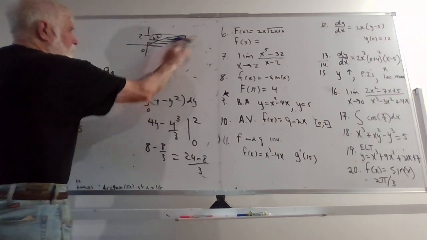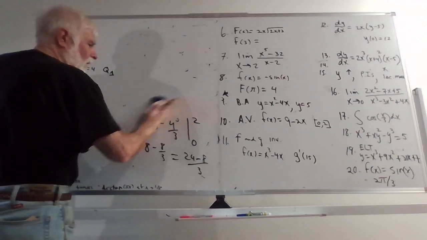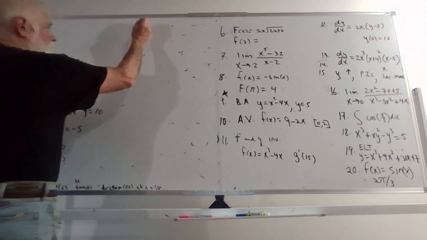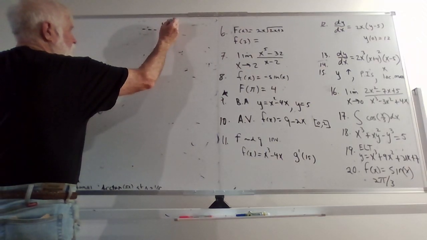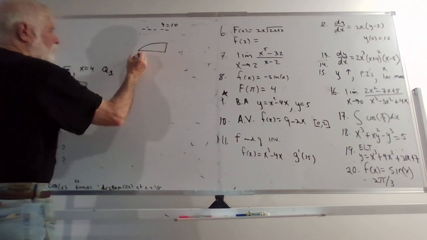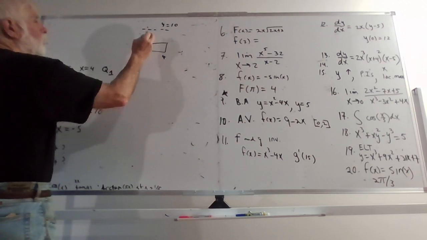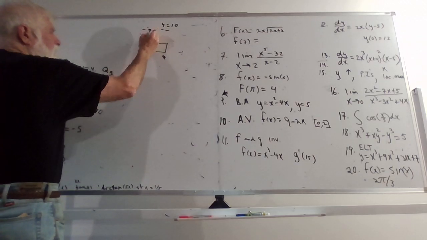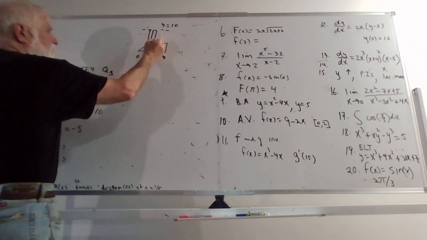Now let's rotate around the line y equals 10. So here's y equals 10. Here's our picture again. This is going to be in terms of x from 0 to 4. So we have to have a big R. That's our big R. Our big R looks to be constant.